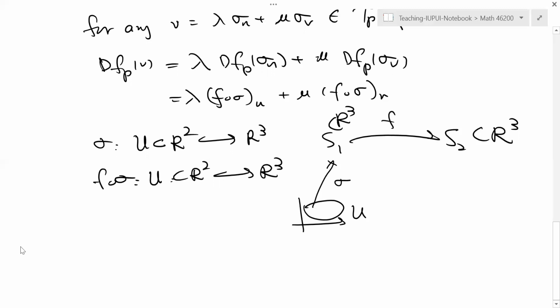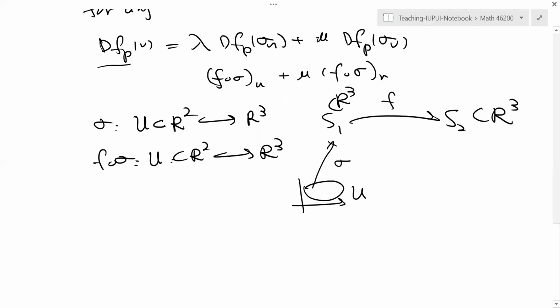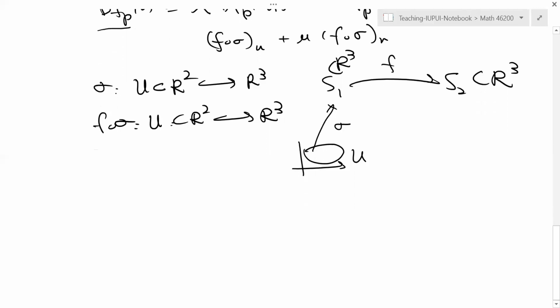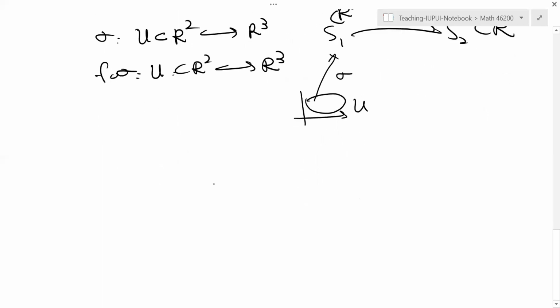So when F is a regular map, whether this linear map is non-singular, invertible, can be determined by the so-called Jacobian. How do we define the Jacobian? For the Jacobian, you need two surface patches, one for S1 and one for S2. Let's go further.